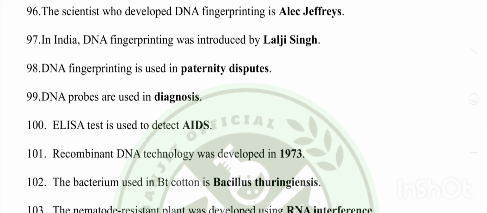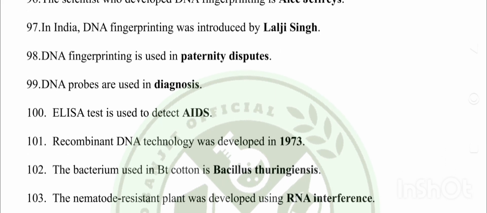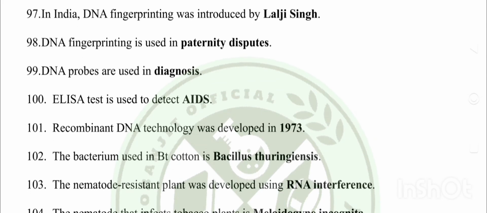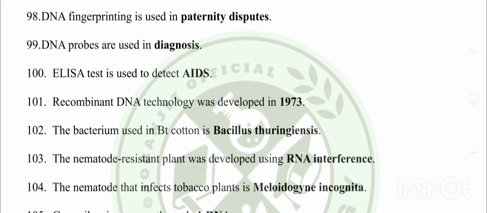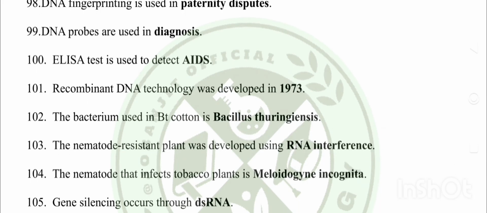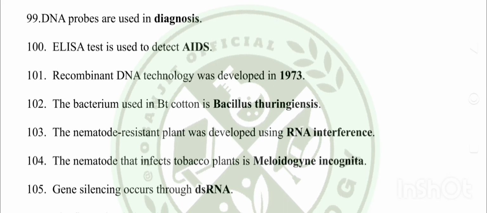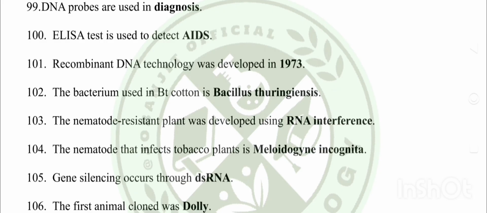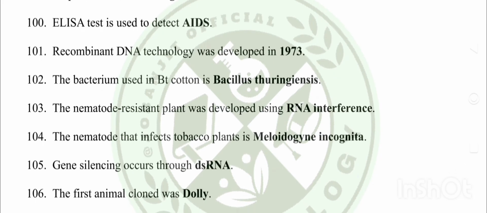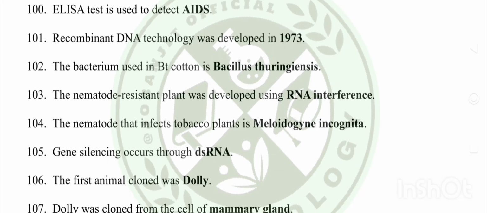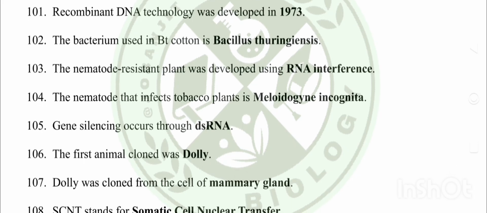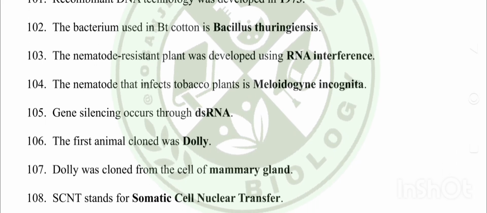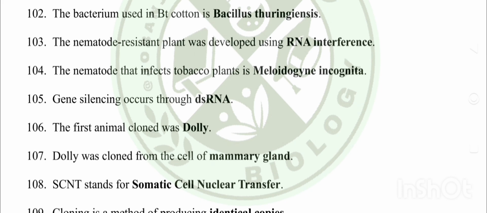100. ELISA test is used to detect AIDS. 101. Recombinant DNA technology was developed in 1973. 102. The bacterium used in Bt cotton is Bacillus thuringiensis. 103. The nematode-resistant plant was developed using RNA interference. 104. The nematode that infects tobacco plants is Meloidogyne incognita. 105. Gene silencing occurs through dsRNA.